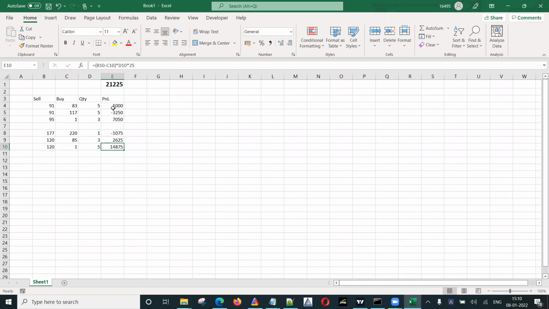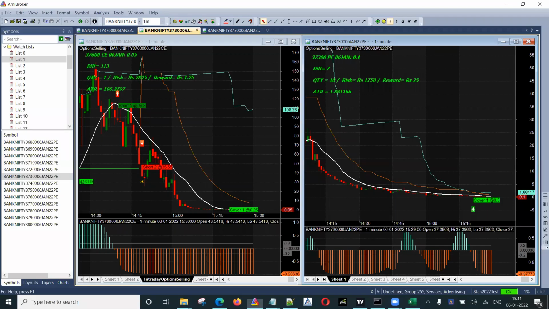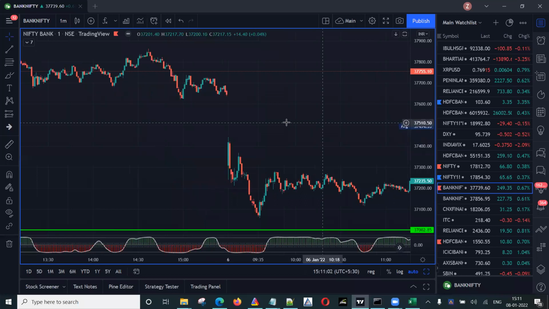So for the day, this is my profit, right? 21,225 on one set, right? So this is how it works, and let us have a quick look at what Bank Nifty did on that day.